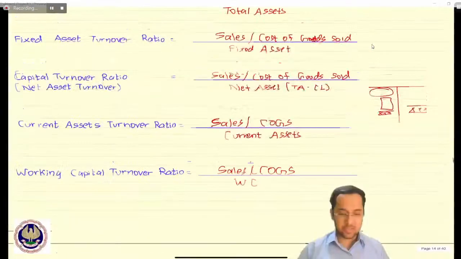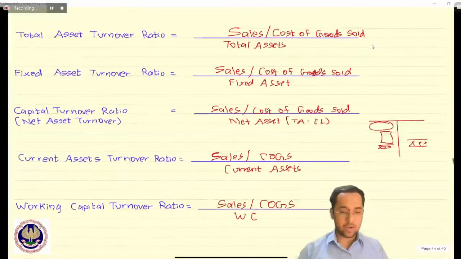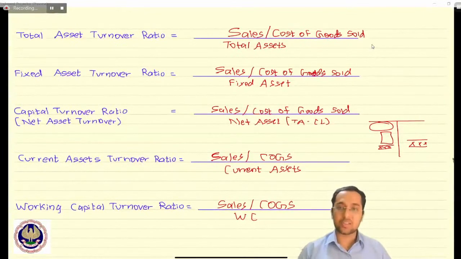Okay, these are some of the turnover ratios which are going to help us understand how effectively we are utilizing our resources, how actively we are getting the resources employed for the purpose of generating sales.